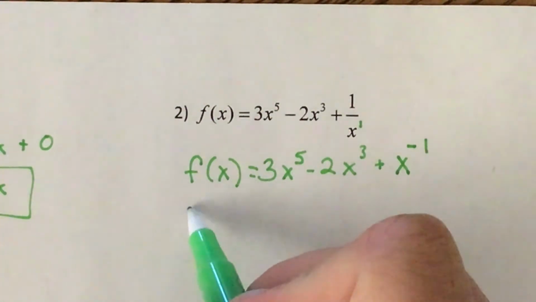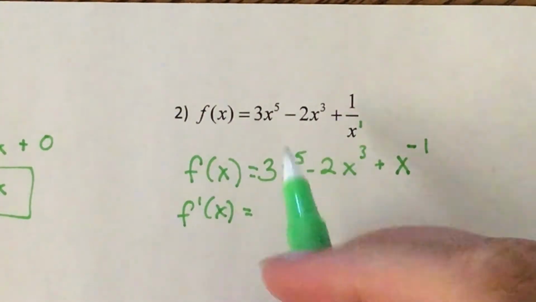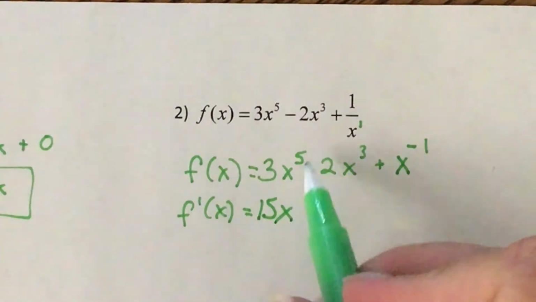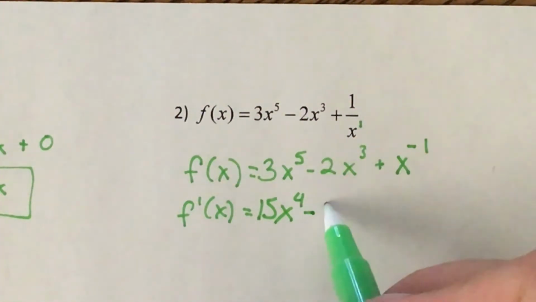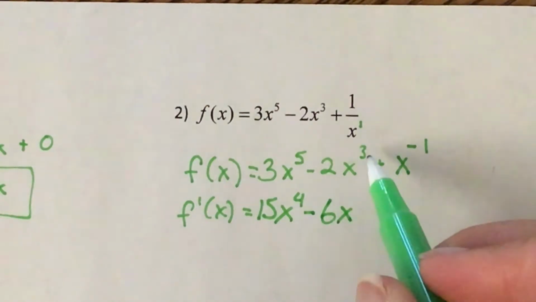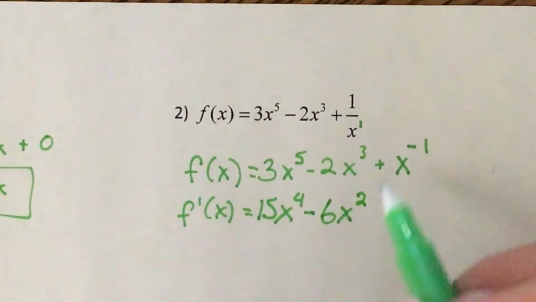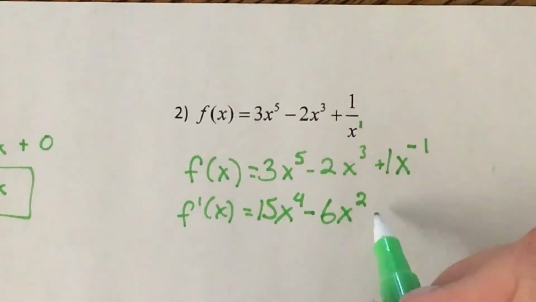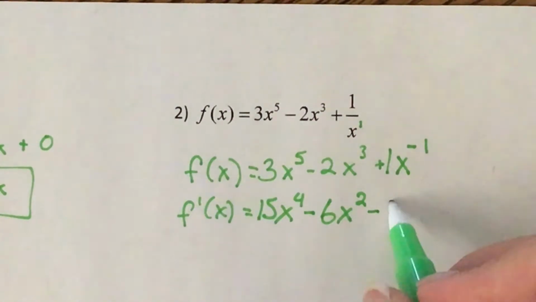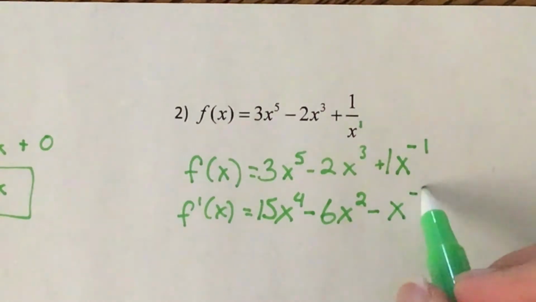Okay, the derivative, f prime of x equals, multiply, 5 times 3 is 15, x to the 5 minus 1 is 4, minus 3 times 2 is 6, x to the 3 minus 1 is 2. Now you would normally put a plus, however, there's an invisible 1 there. Negative 1 times positive 1 is negative 1. X to the negative 1 minus 1 is negative 2.